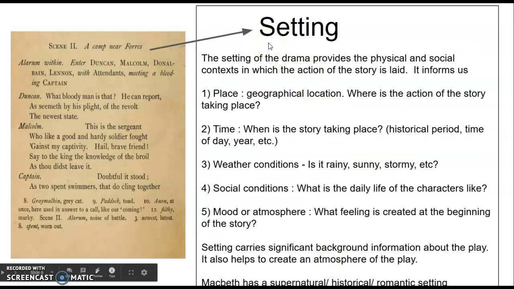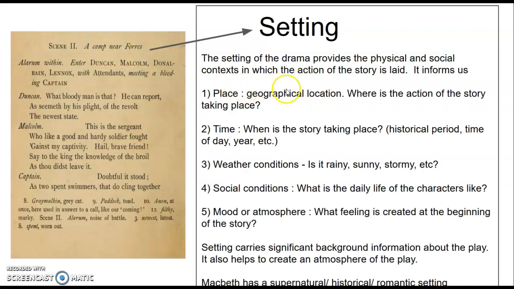The second important thing is setting. You can see here a camp near Forres. The setting of the drama provides the physical and social contexts in which the action of the story is laid. We know that Macbeth is also known as a Scottish play because it is set in Scotland, and here the dramatist has made it clear that this scene second is set in a camp near Forres.